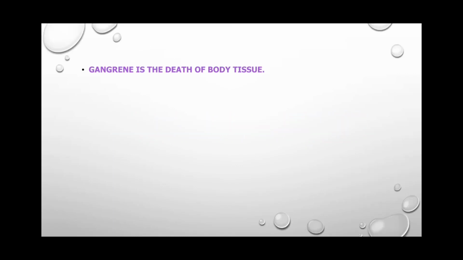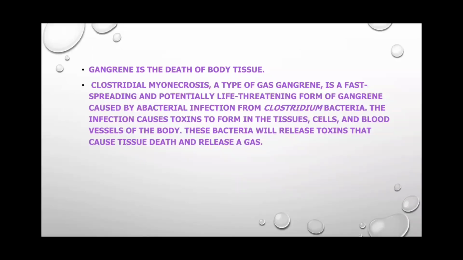Now let's see what gangrene is. Gangrene is basically the death of body tissue, and it can be in any part of the body. It can be legs or arms, in the abdomen, anywhere, and it is mainly caused by a bacteria known as Clostridia. So clostridial myonecrosis is a condition, and it is also a type of gas gangrene. During this there will be destruction of muscles, and it is a fast-spreading, potentially life-threatening form of gangrene.